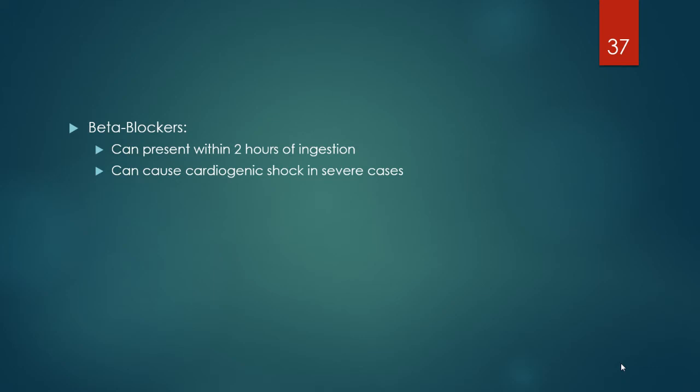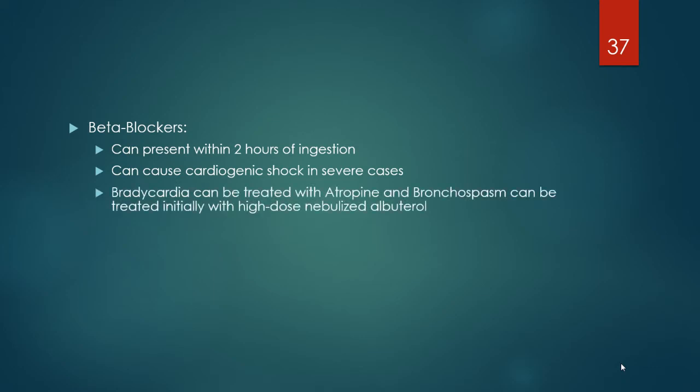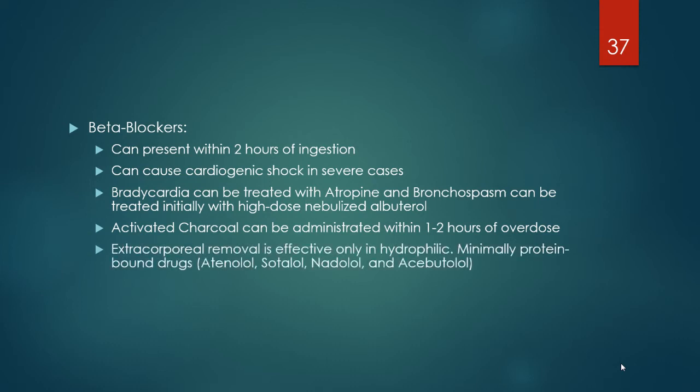Beta blocker. So it can present within 2 hours of ingestion, and it can cause cardiogenic shock in severe cases. Bradycardia can be treated by atropine, and the bronchospasm can be treated initially with a high dose of nebulized albuterol. Activated charcoal can be administered, but it has to be within the first 2 hours.